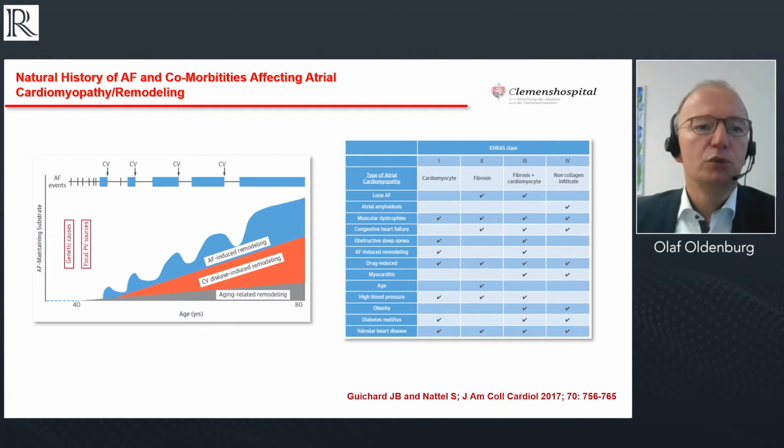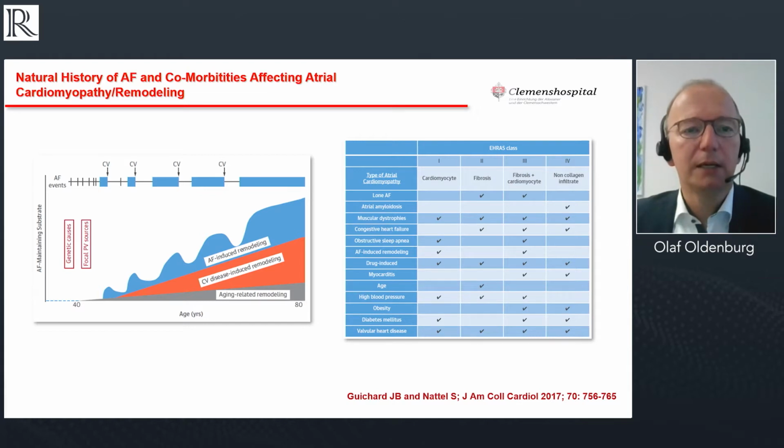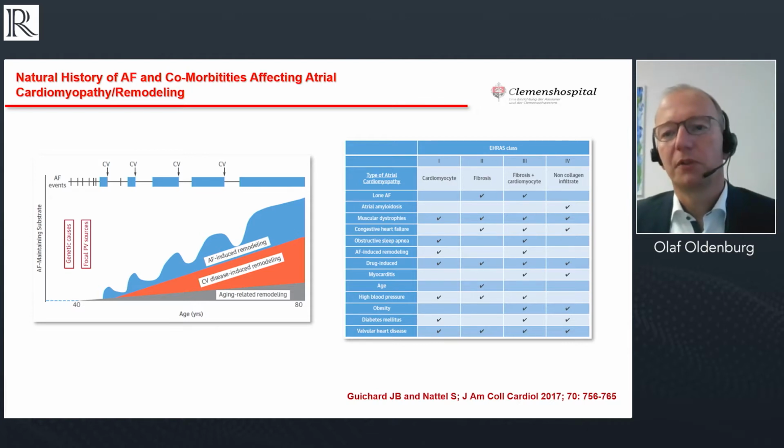but there is a lot of cardiovascular disease induced remodeling or comorbidities affecting here. And at least in that paper here in JACC, you see different targets of the comorbidities affecting the atrial cardiomyopathy, and at least obstructive sleep apnea is acknowledged for some of these effects, which is the part of cardiomyocytes and fibrosis within the cardiomyocytes.